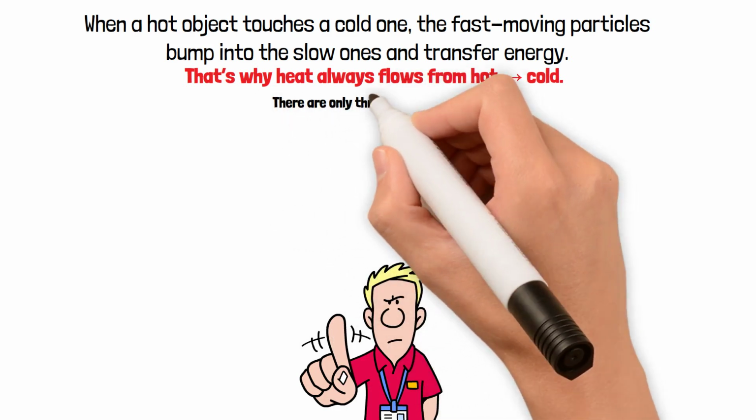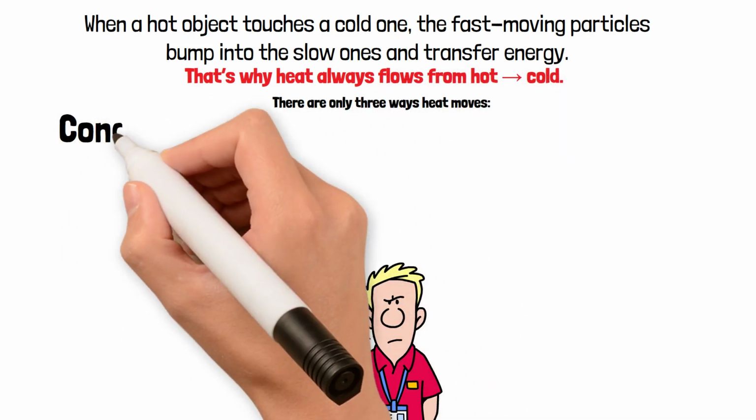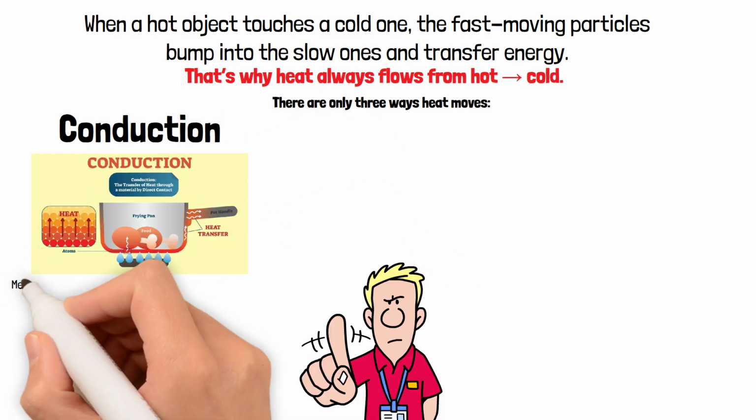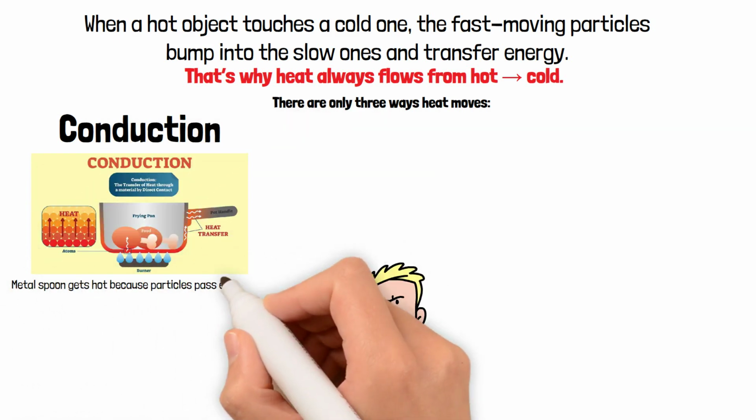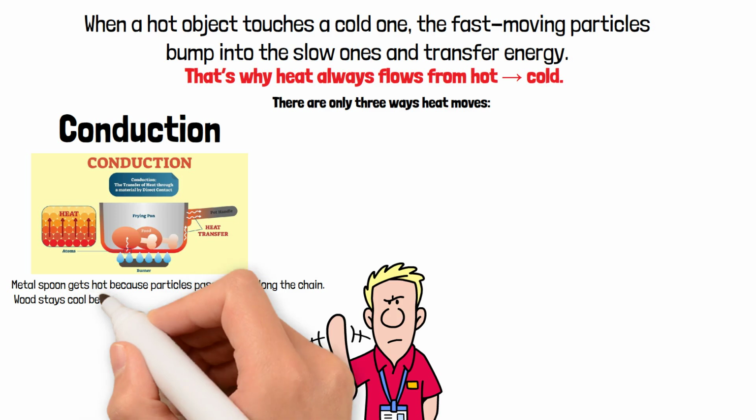There are only three ways heat moves. Conduction, heat moves through solids. Metal spoon gets hot because particles pass energy along the chain. Wood stays cool because it's a bad conductor.